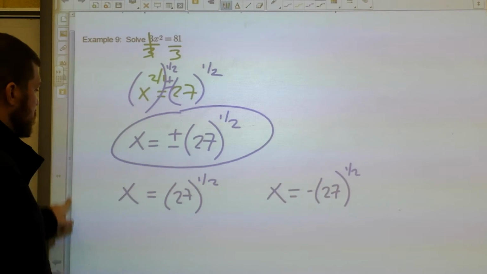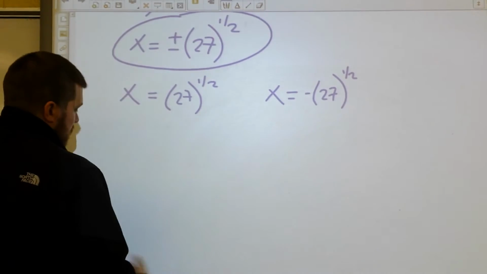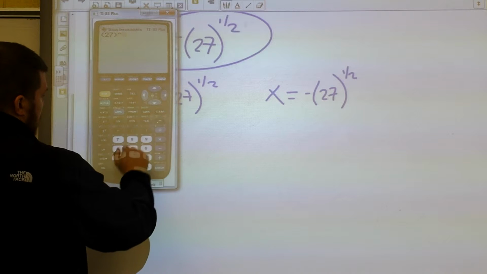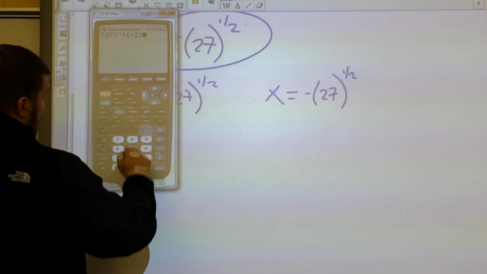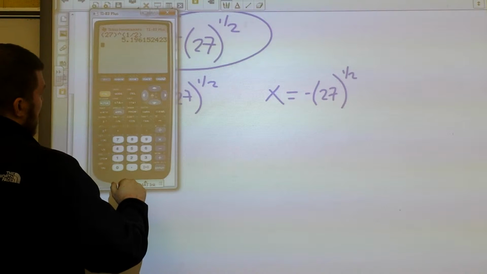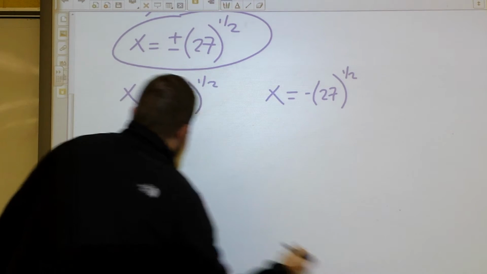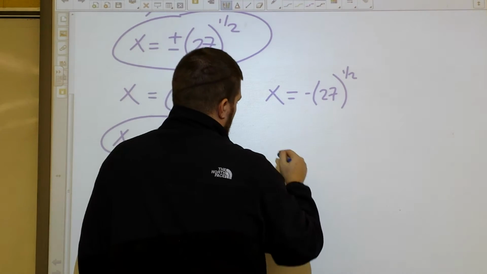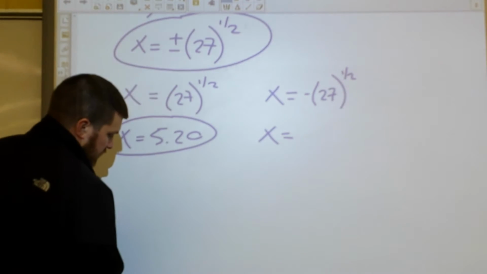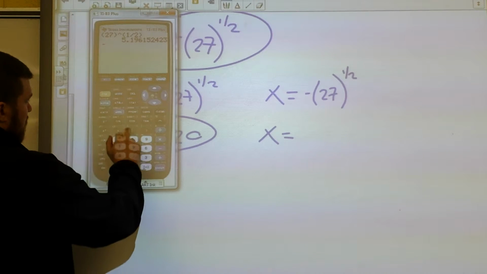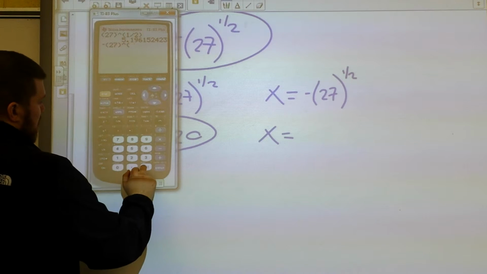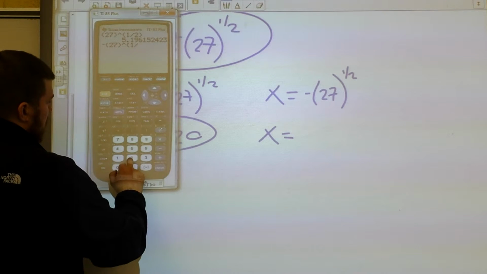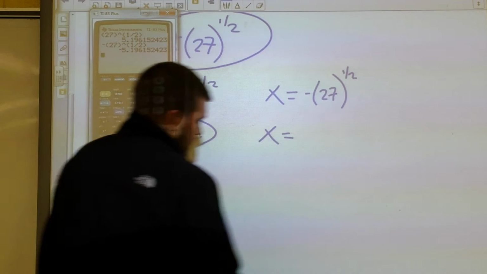Okay? Now, what I'm going to do is convert each of these into a decimal, just using my calculator. So I have base 27 inside parentheses raised to the 1/2 power. Again, that power is a fraction, so it goes in parentheses. And I get 5.20 if I round. Okay, so that's this solution here. And then I want to find my other solution using my calculator. So again, the negative stays on the outside of the parentheses, so then type it in. Don't forget the parentheses that you need. Make sure you type it in correctly. And so I get negative 5.20.